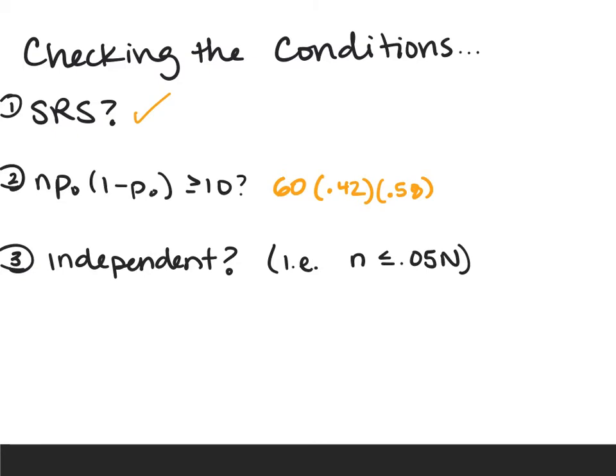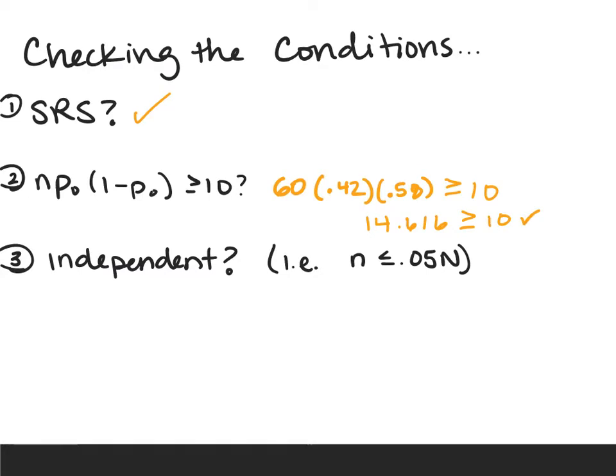So we're going to go in and we're going to say 60 times 0.42 times 0.58. And, oh, I did 6. That's not right. So I can multiply by 10, and I should be okay. There we go. And this is a lot closer, but it's still bigger, so that's okay. We wanted this to be greater than or equal to 10. It is 14.616. Well, that is still greater than or equal to 10.